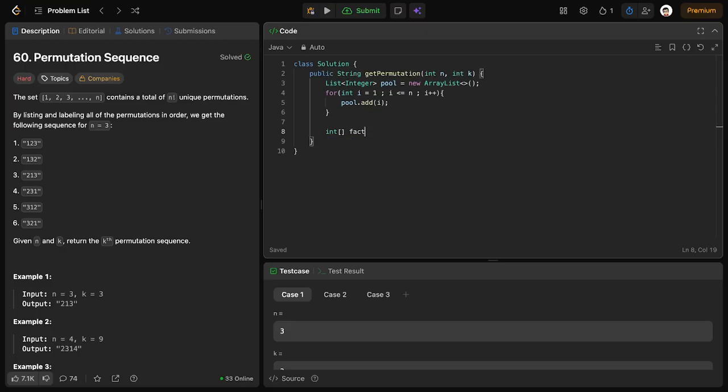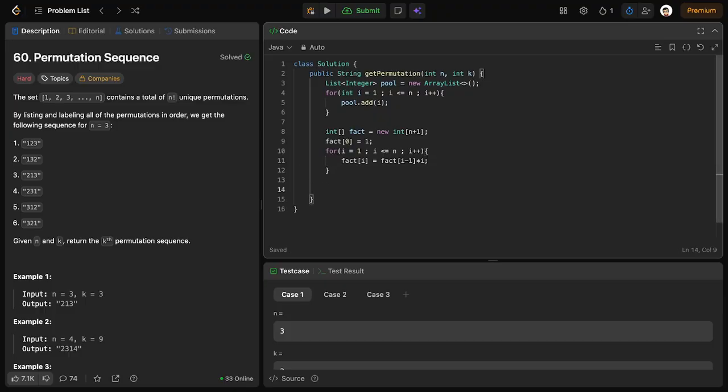So int fact is equal to new int n plus 1. Why n plus 1? Because we need the n factorial also, right? And if I declare this as n, my array will stop at n minus 1, so I need to declare plus 1. Now we know that fact of 0 is equal to 1, that is a basic thing. Now for int i is equal to 1, i less than or equal to n, i plus plus, fact of i is equal to fact of i minus 1 times i. We are filling up. That's it.